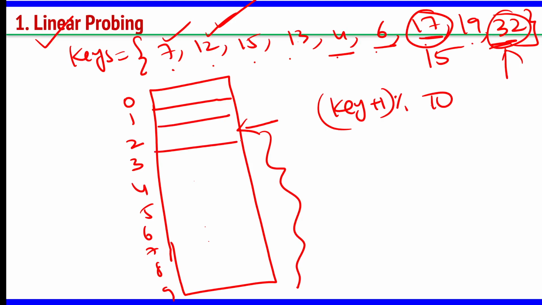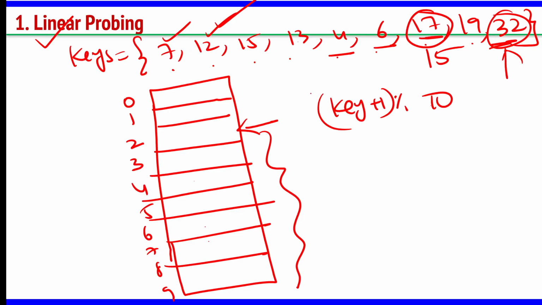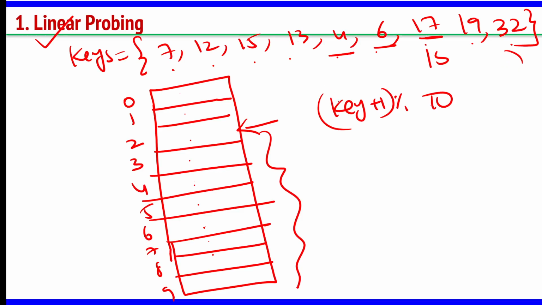I have boxes numbered 0, 1, 2, 3, 4, 5, 6, 7, 8, 9. The first element is 7. 7 plus 1 is 8, 8 modulo 10 is 8, so 7 comes at location 8. 12 plus 1 is 13, 13 modulo 10 is 3, so it comes at 3. 15 will come at this location. Again 13 plus 1 is 14, 14 modulo 10 is 4, so 13 comes here.